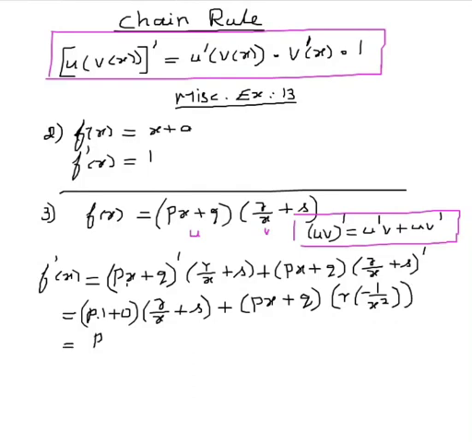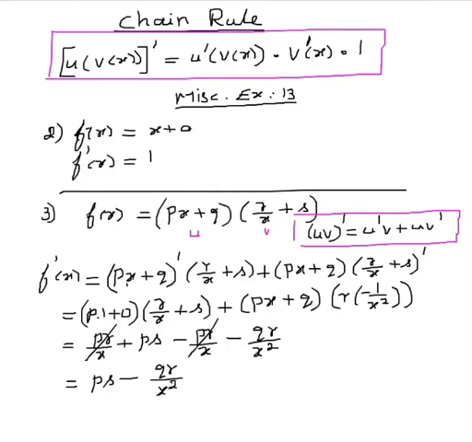Let us open the brackets. PR divided by x plus PS and minus PR divided by x. One x gets cancelled here, and minus QR divided by x square. These two terms are getting cancelled. Therefore, the answer is PS minus QR divided by x raised to 2.